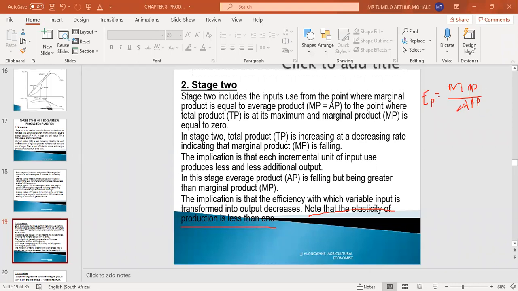So what does it mean in terms of MPP and APP? Which one is greater than the other if you get a less than 1? It means that APP is greater than MPP. APP. Good. You are ready.